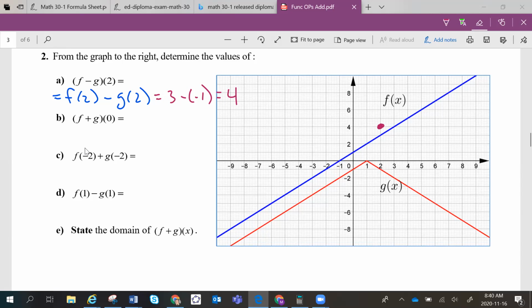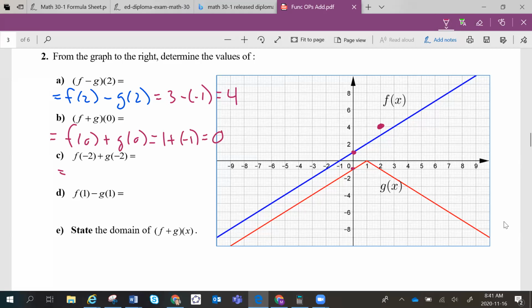What I want you to do is hit pause. I want you to try B, C, and D. And when we come back, we will do E together. Okay, let's see how you did. This next one here says we're going to add f at 0 plus g at 0 together. So I go to my graph, I find the y values when x is 0, and I add them together. That's going to be 1 plus -1, which is 0.